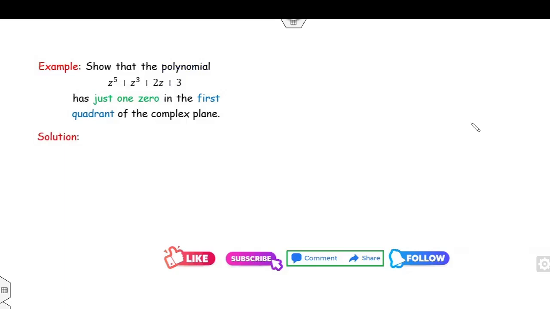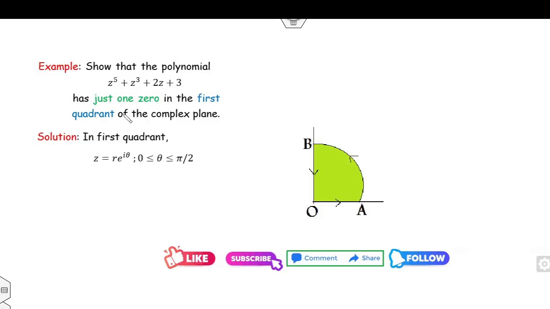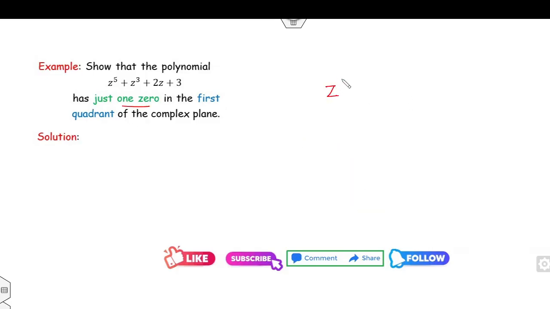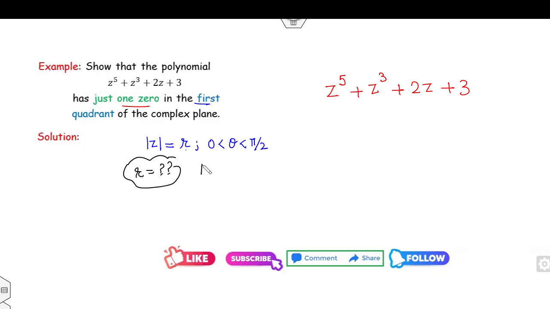Okay, show that the function z raised to power 5 plus 2z plus 3 has 1 zero in the first quadrant. Fine. Now you can see z raised to power 5, 2z plus 3. So what is the radius in the first quadrant? It lies in the first quadrant, that is, it is r, while the angle lies in the first quadrant. But what is the value of r? Is it given to you? No. Fine. So what is the value of r?